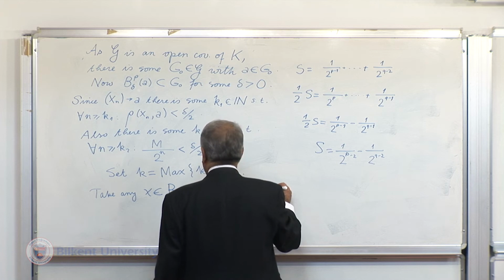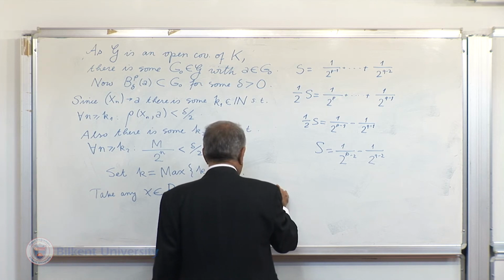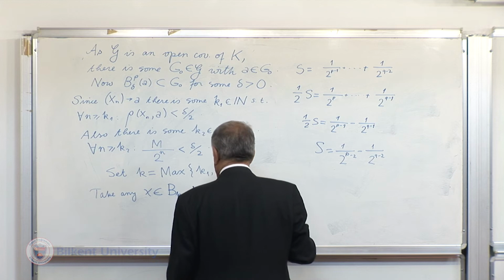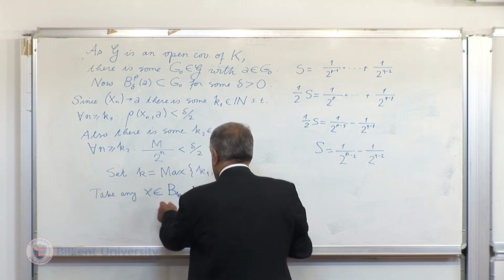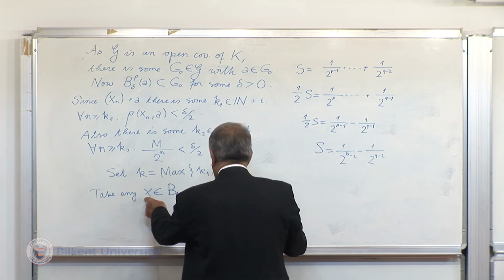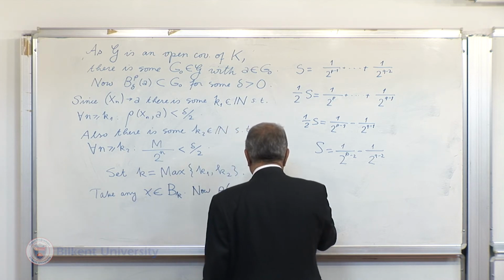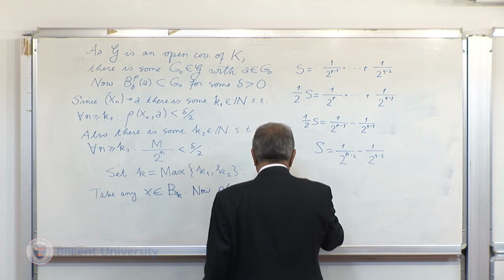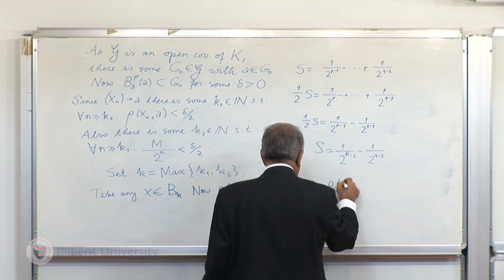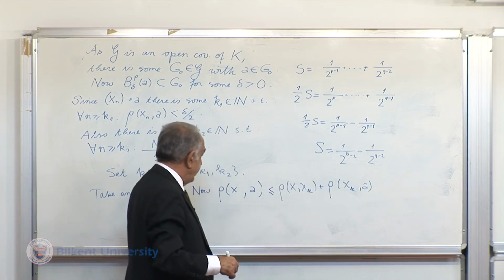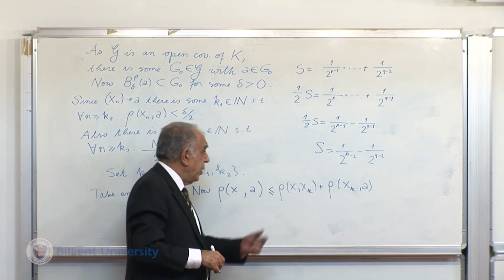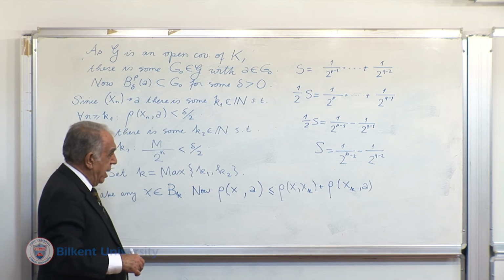But now that will be less than or equal to, I'm sorry, between x and A. Okay, I want to show that this is less than delta, but this now will be less than x sub k plus rho of x sub k A. Now, what do we know about this x sub k?